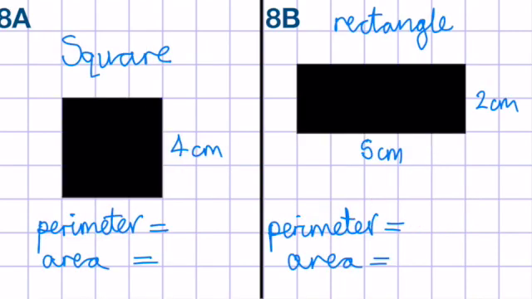Okay, so we've been doing perimeter and area. So I would like you to find the perimeter and the area for the square and the rectangle. Press pause and then we'll do it together.